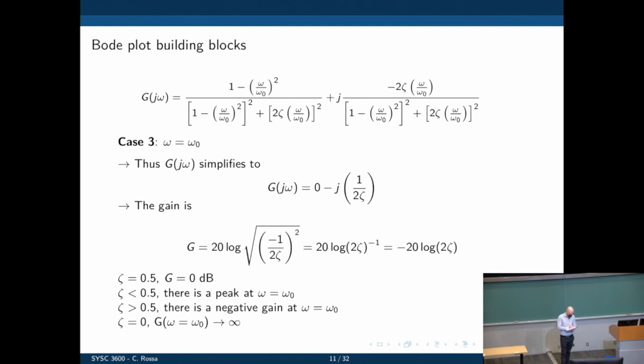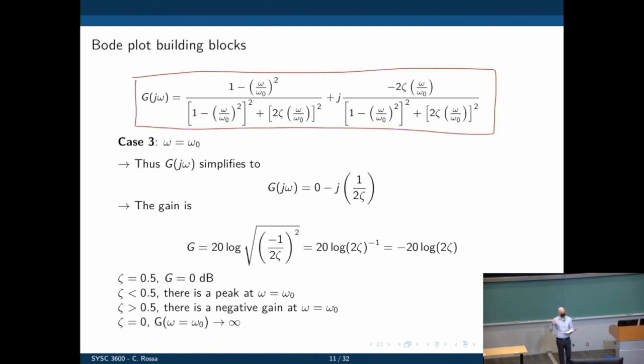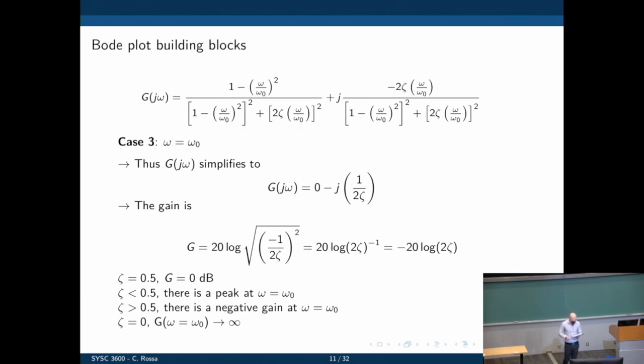So you have here the big function again, real and imaginary. That's what we use to calculate everything. And now let's make omega equal to omega zero. If omega is equal to omega zero, then this will make the entire real part zero. This is zero, and these two here simplify, and the whole thing simplifies to negative zero minus j one over two zeta.